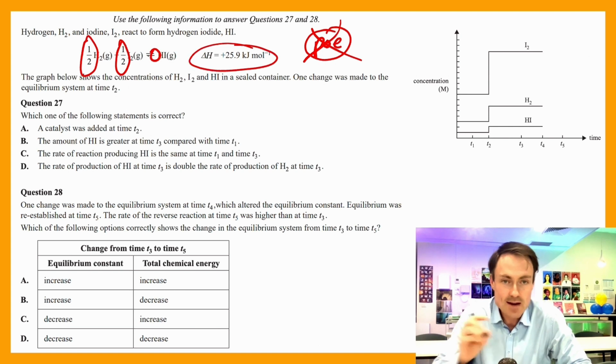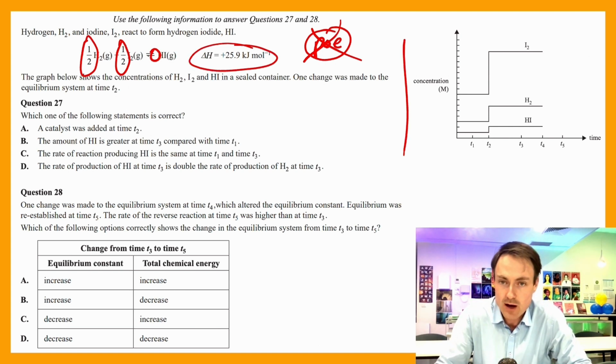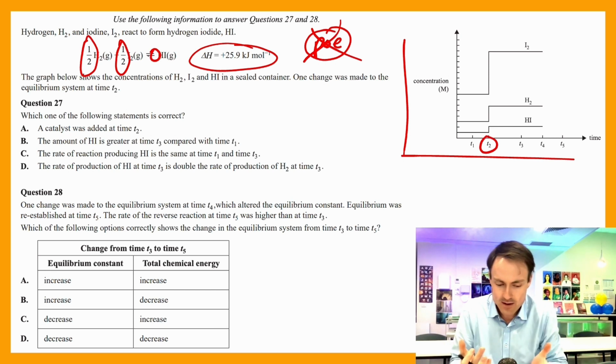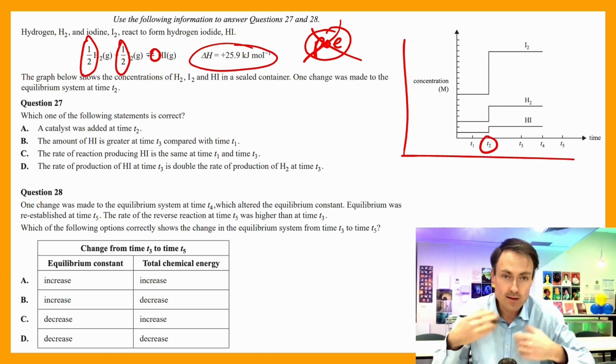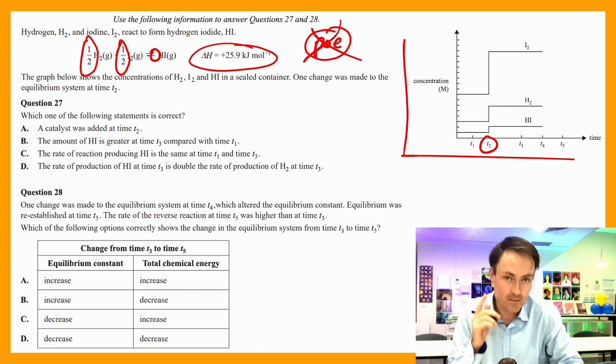You've also got an endothermic direction going forwards, exothermic going backwards, and they've given you a graph. So you can see that something happened at T2. It looks like the concentration of everything increased, and the only thing that can do that is changing the volume, decreasing the volume, bringing the particles closer together. The rates of reaction will increase in both directions, but remember there's no position of equilibrium change.